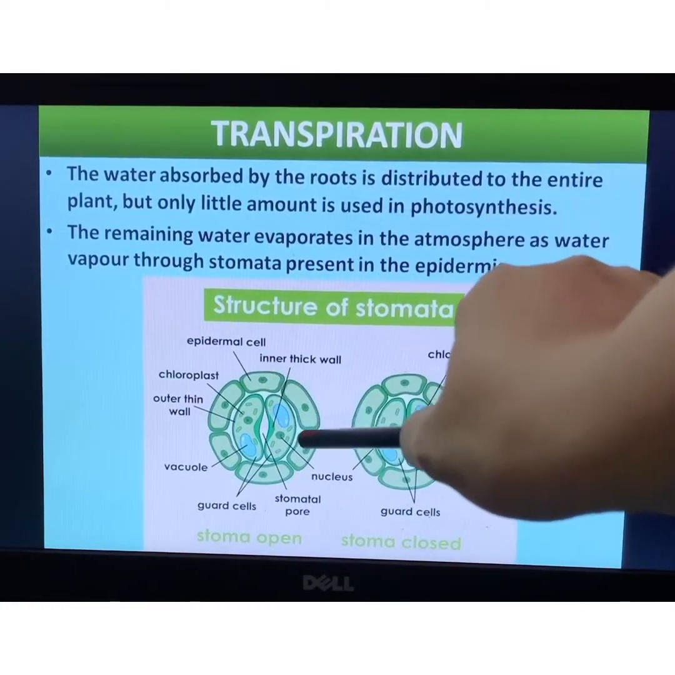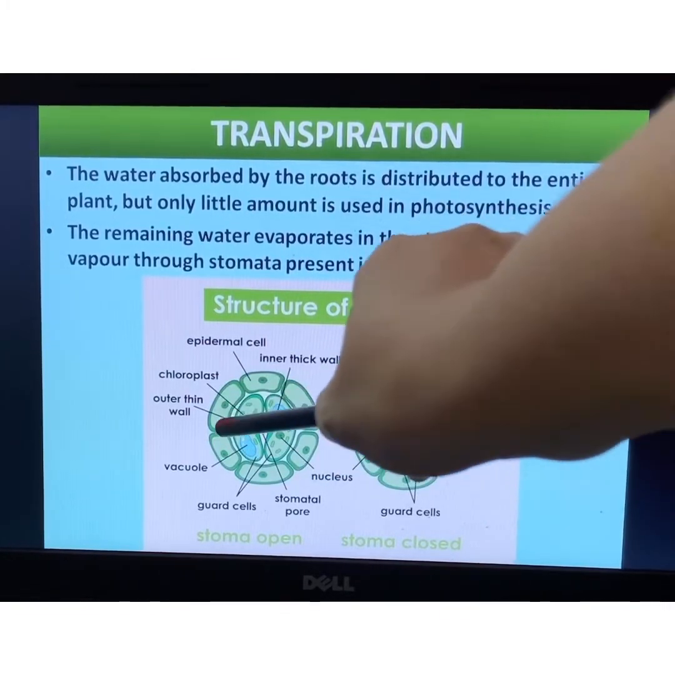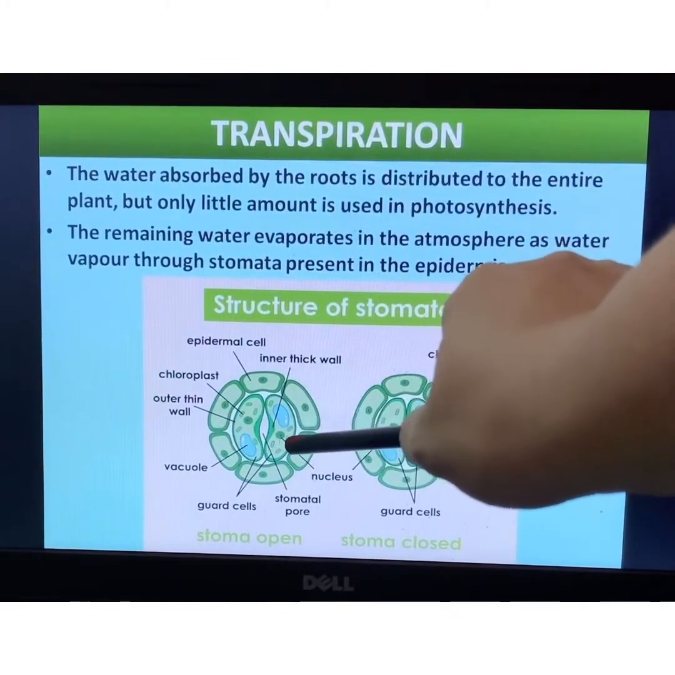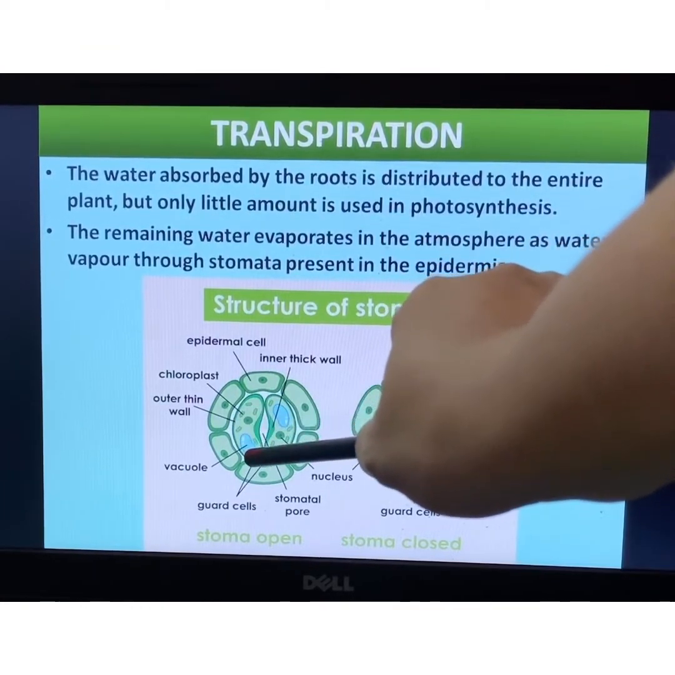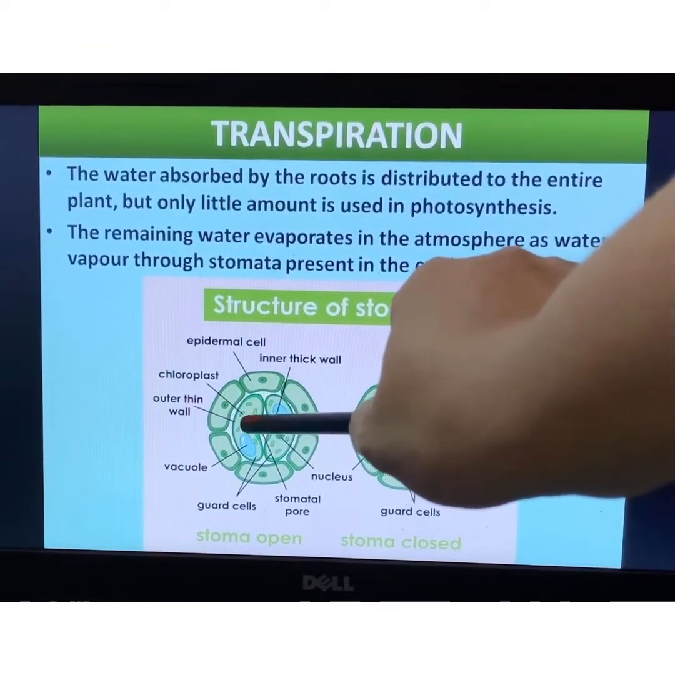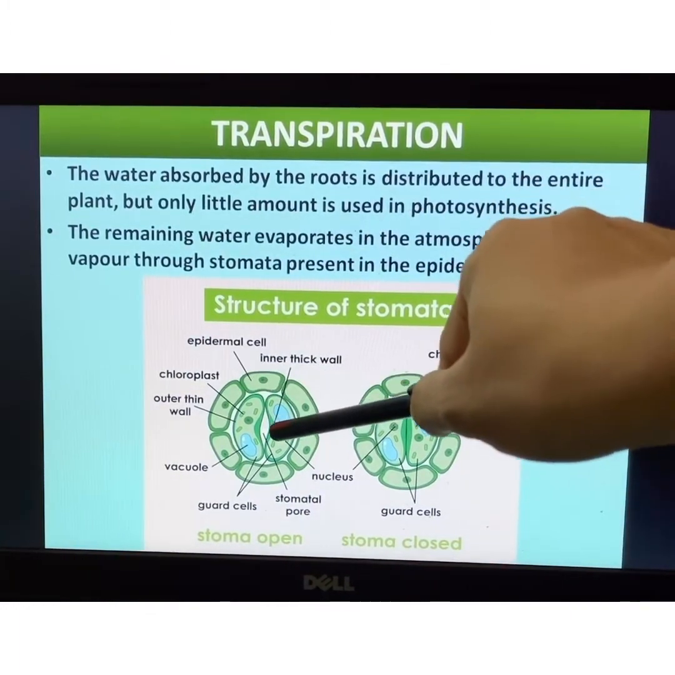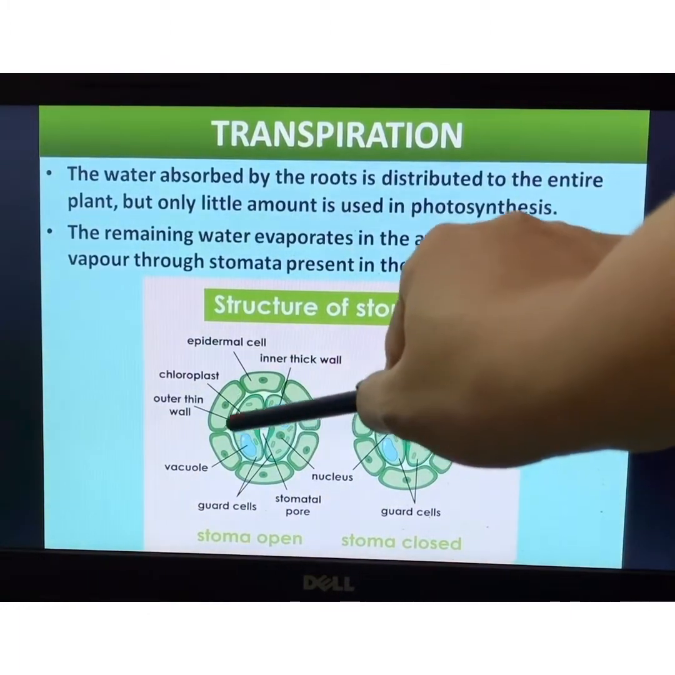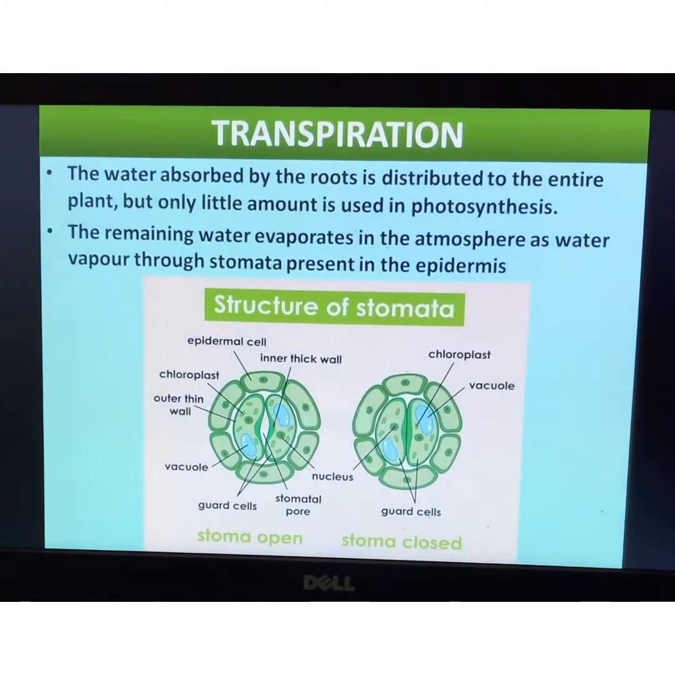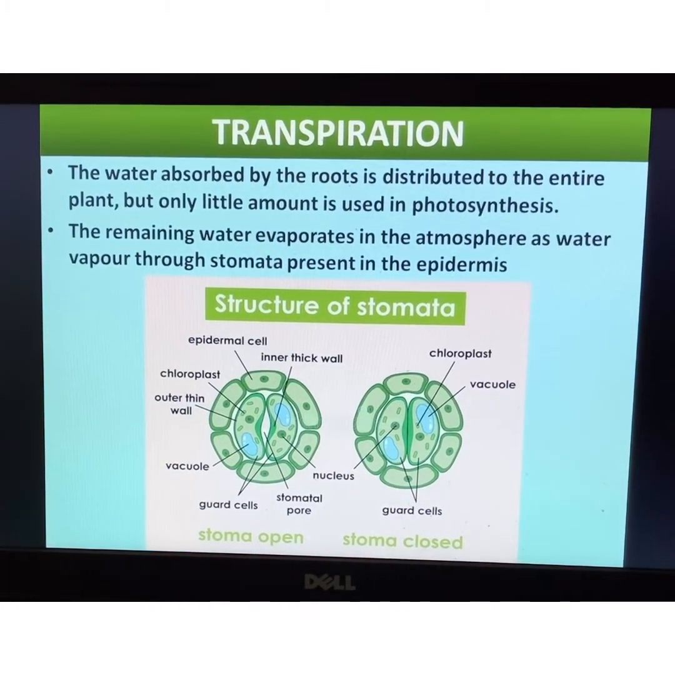These also are individual cells with a nucleus. You can see even the kidney shaped guard cells have their own nucleus. This is the vacuole, and the inner side of the guard cells has a thick wall, an inner thick wall. Can you see the wall inside is thick as compared to the outer thin wall? Observe the diagram carefully and I want you to draw, sketch and label. This is a sure short question in your exam. Sketch and label the structure of stomata.